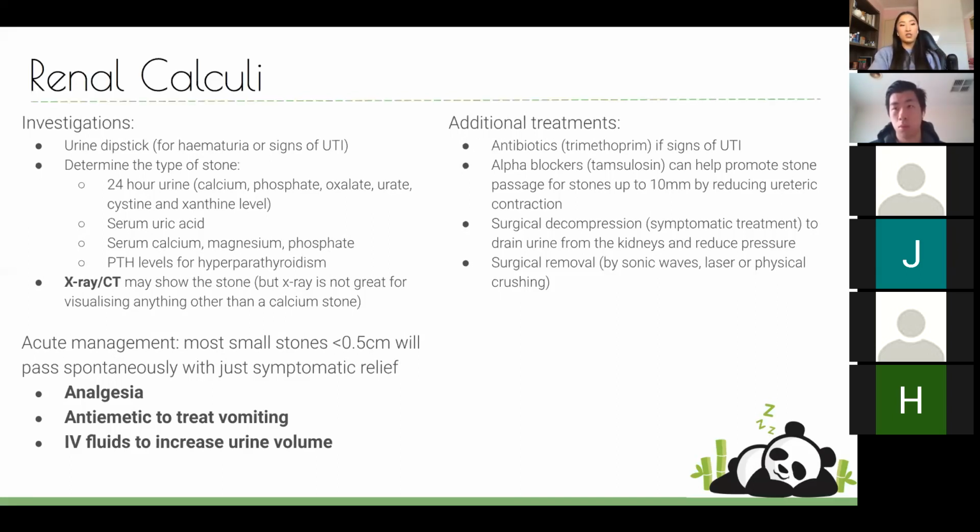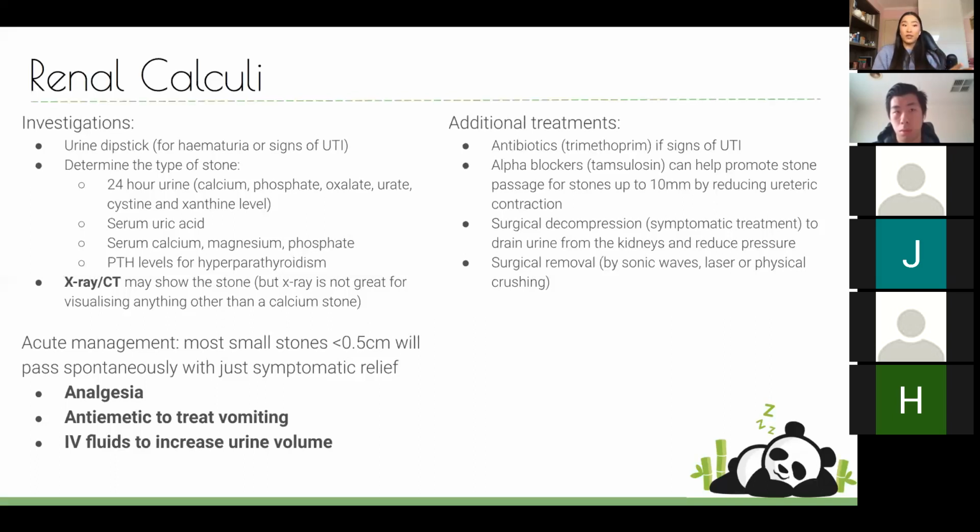But if you have a young person, it's also not ideal to do CT because of radiation. And because most stones are calcium, they will often just do a renal X-ray and hope to find the stone there. If they don't find it, then they might consider a CT. Acute management: most stones will pass spontaneously. So if someone comes into ED with the classic loin to groin severe stabbing pain, you usually just give them some analgesia, some antiemetics if they're vomiting, and some IV fluids.